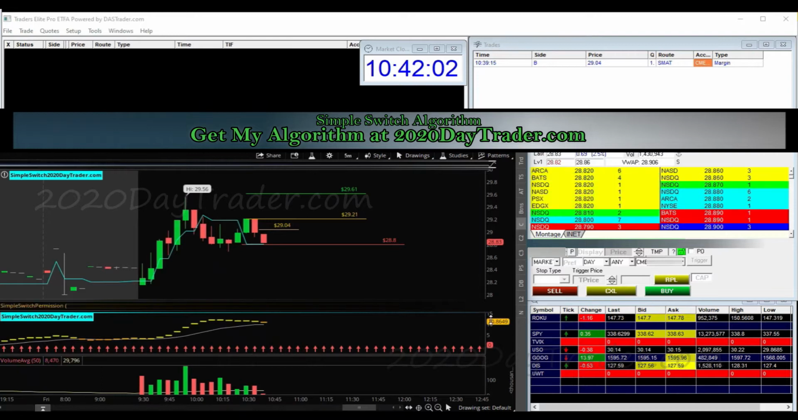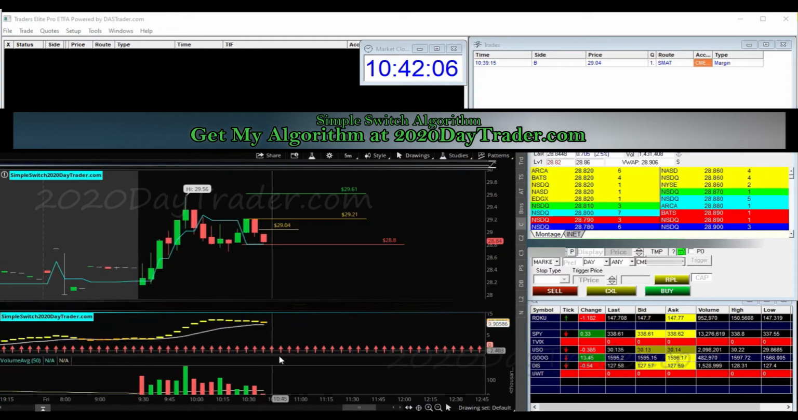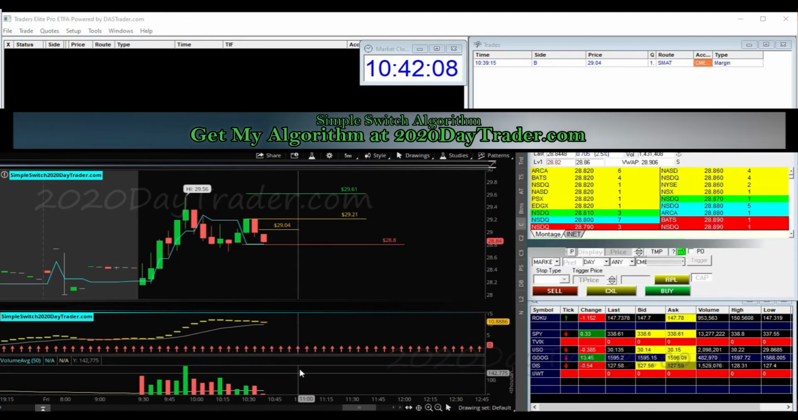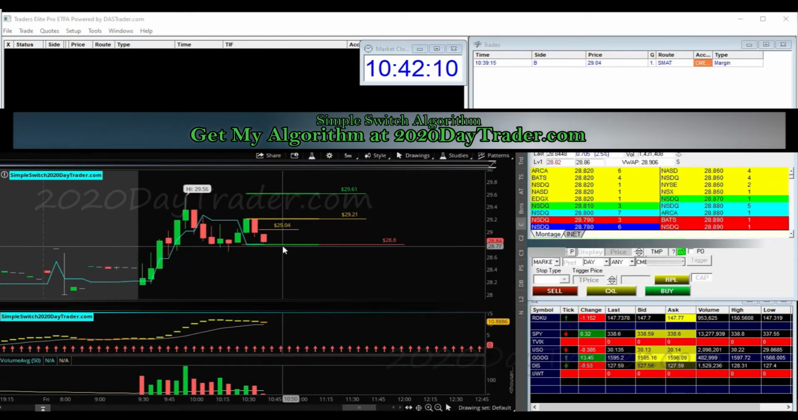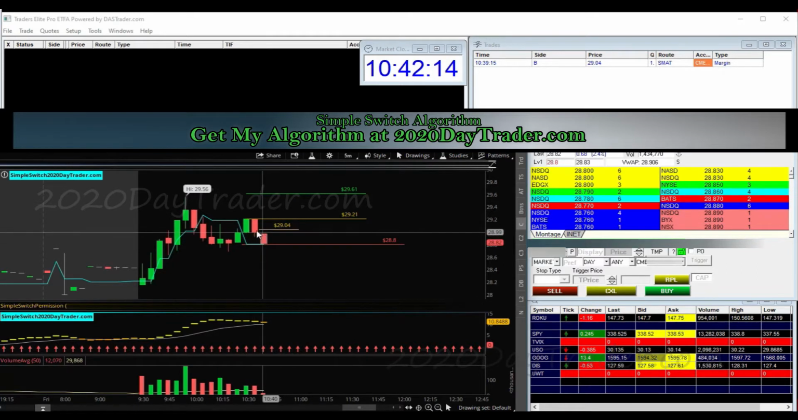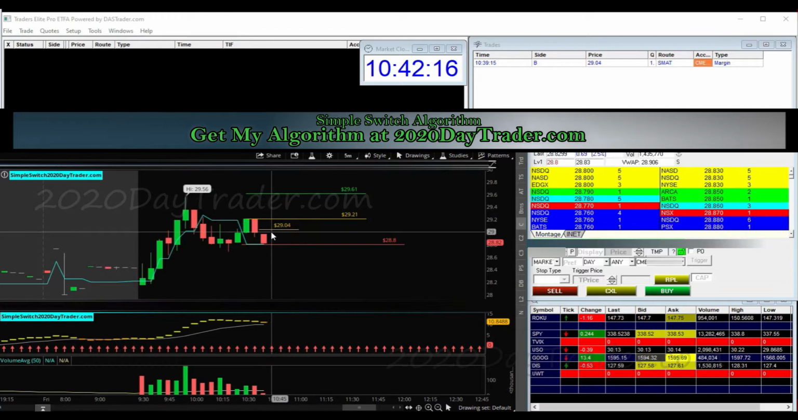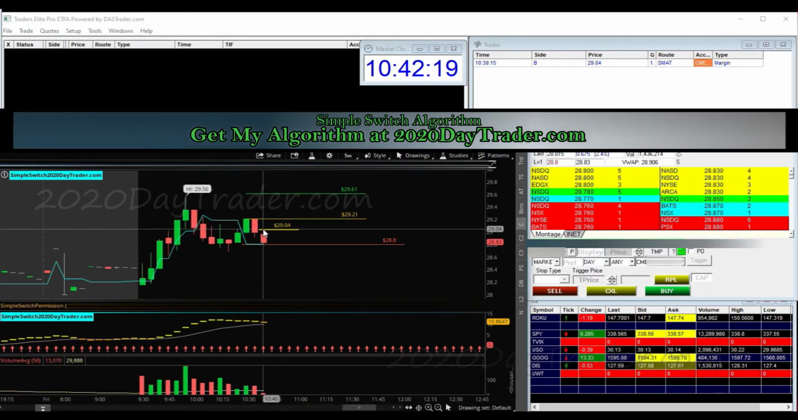So we were here on Friday, and we got a long play right here. So the algorithm had switched. We got permission, volume agrees, everything's good. And I just stepped into the office and saw this trade here. I didn't see it when I was switching. So I jumped into this at a discount, so we're down here.